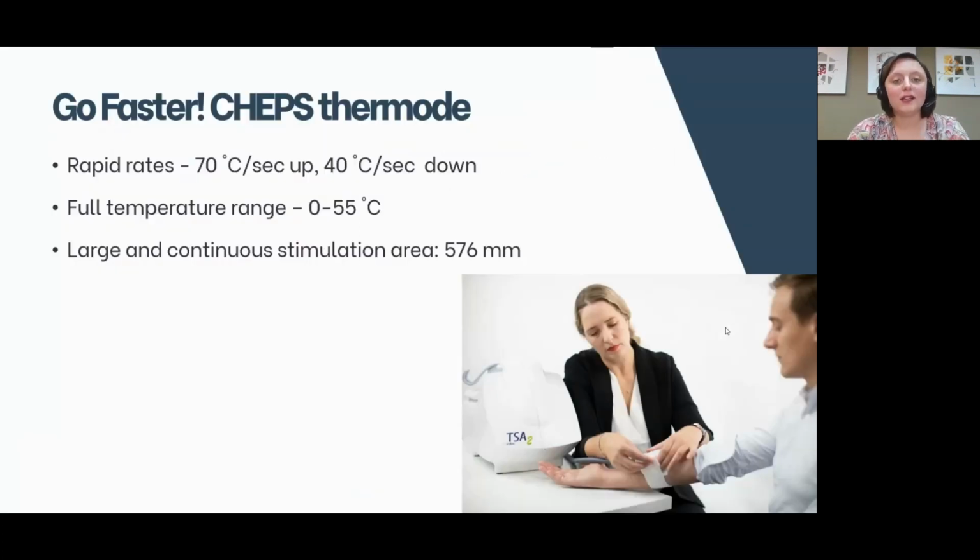Okay, so now the next in our list is a Qsens thermode that allows you to go faster. It has rapid rates. You can go heat with the 70 degrees per second rate and cool with 40 degrees per second rate. And you have the full temperature range with TSA2. Those of you who maybe remember the use of Qsens with previous devices, with Pathway, you couldn't go to 0. Now you can with the TSA2. And it has large and continuous stimulation area. It is 24 by 24 millimeters, large and nice to apply robust and sensible stimulation.